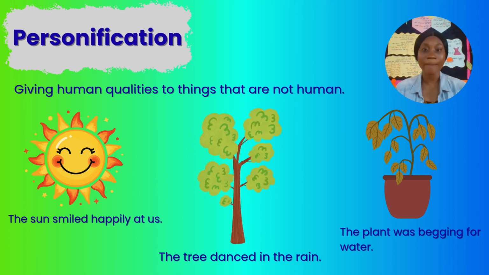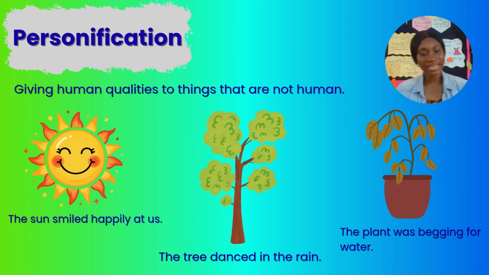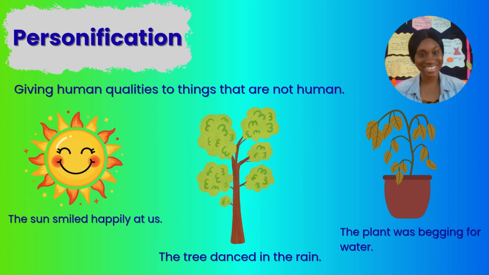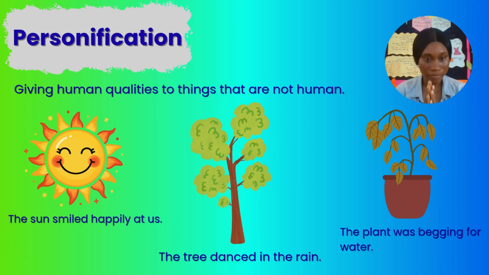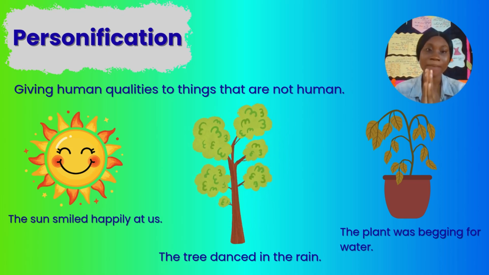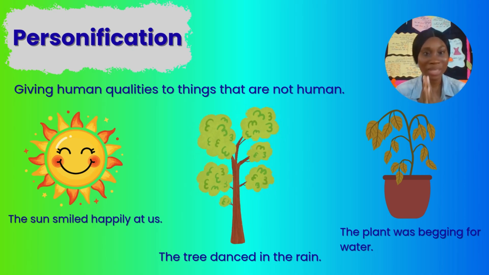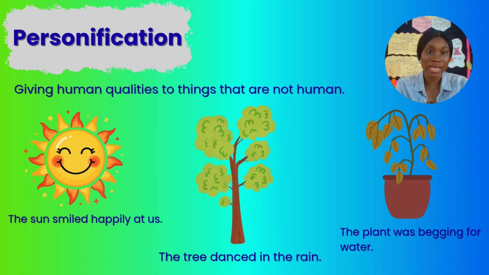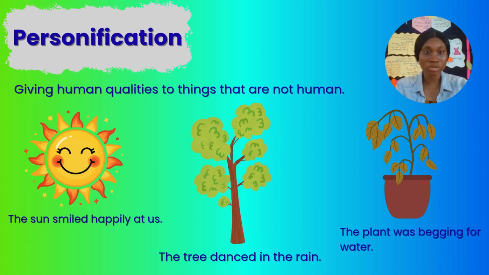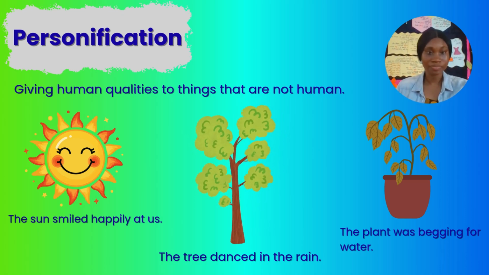So the sun smiled happily at us. The tree danced in the rain. It just simply means the tree was moving about. It was not actually dancing. I'm talking as if the tree is actually dancing. Now the plant was begging for water. The plant wasn't voicing out and begging, oh please have mercy upon me and give me water. It wasn't doing that. But the plant was begging for water. So it means that the plant was drying out. It was withering. It's so obvious that this plant needs water. So you can see what personification is. So talking about a non-living thing as if you're talking about a human being or a person.